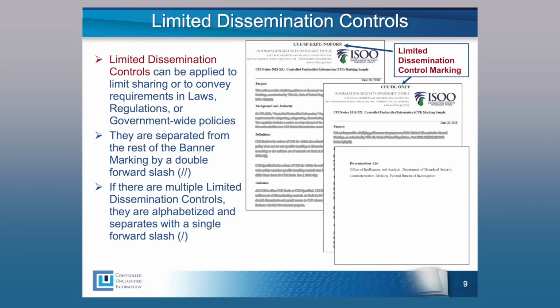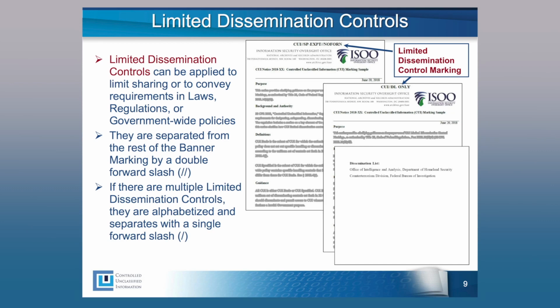Now I'm going to talk about how to include limited dissemination controls in the CUI banner marking. Limited dissemination control markings can be applied by agencies to place additional limits on sharing CUI. You can find the approved list of limited dissemination controls for CUI on the CUI Registry website. If you include a limited dissemination control in the banner, it must appear as the last element and be separated from the other components by 2//. If there are multiple limited dissemination control markings for one document, they must be alphabetized and separated from each other by a single //.